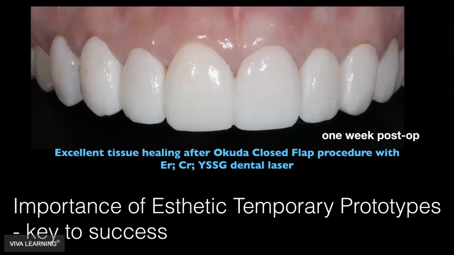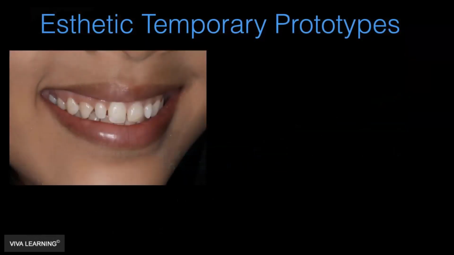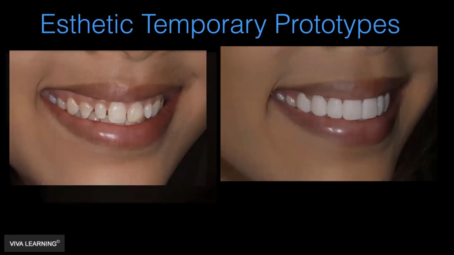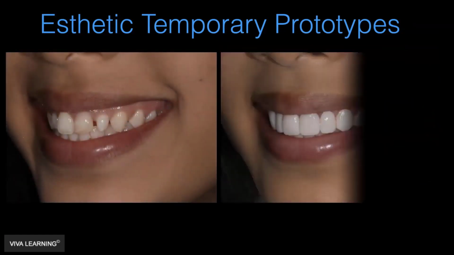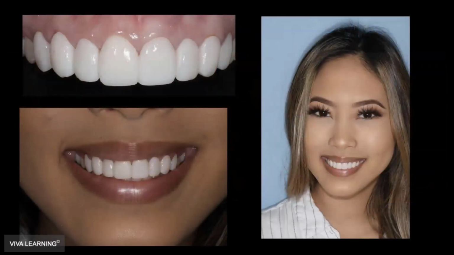Okay, so this was after the closed flap procedure using the erbium chromium YAG. Here are the aesthetic prototypes on the patient. This is 1 week later, when she came back. Look at this. Look at the tissue, how it's healed. I think it's amazing after 1 week. And this is what she looks like. Now she's able to tell me what she likes and doesn't like about her smile, because she's test driven it.